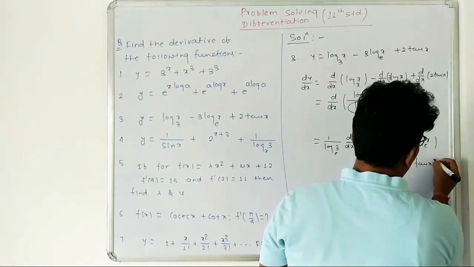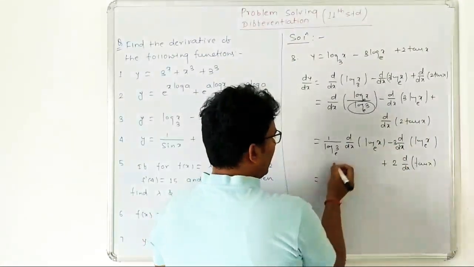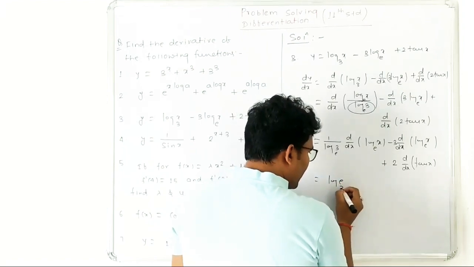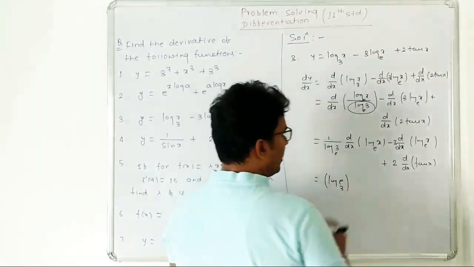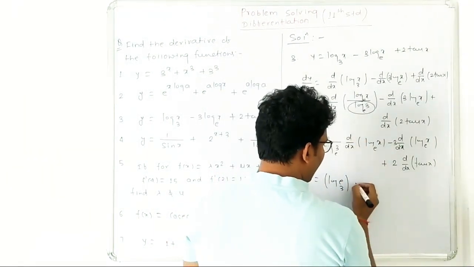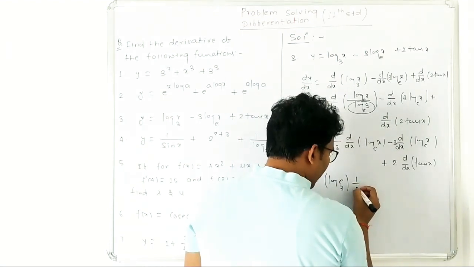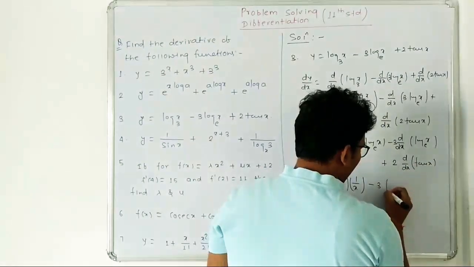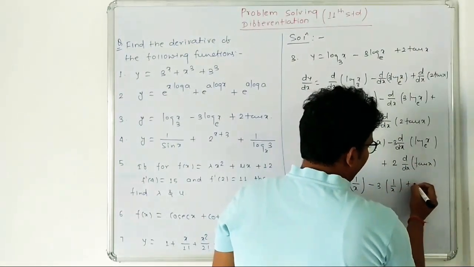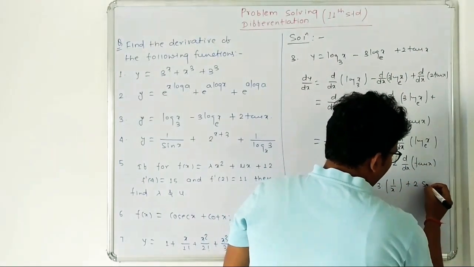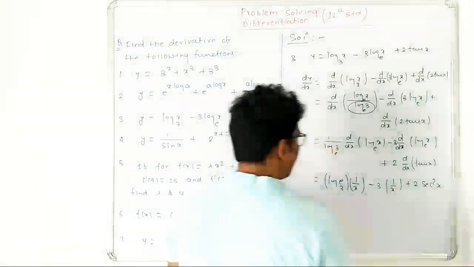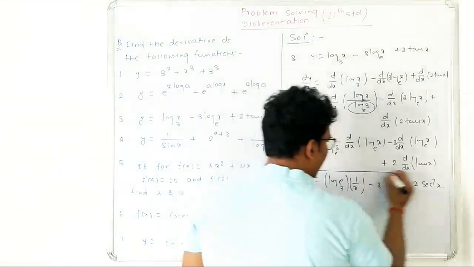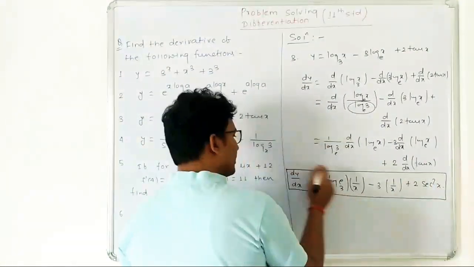Tan of x. Now can we write 1 by log of 3 to the base e as log of e to the base 3 by using the property of logarithm again, and the derivative of log of x to the base e is 1 by x, and minus 3 into derivative of log x, which is 1 by x, and plus 2 into derivative of tan x, which is sec square x. So this is the final derivative of the given function dy by dx, equals this term, right?